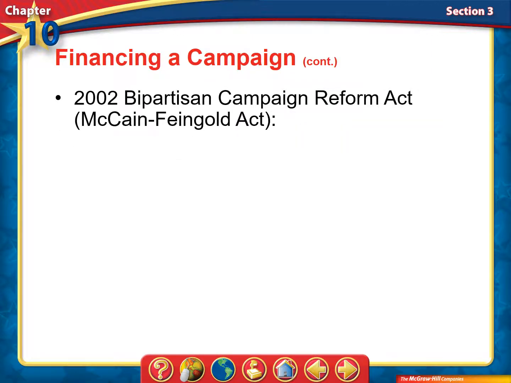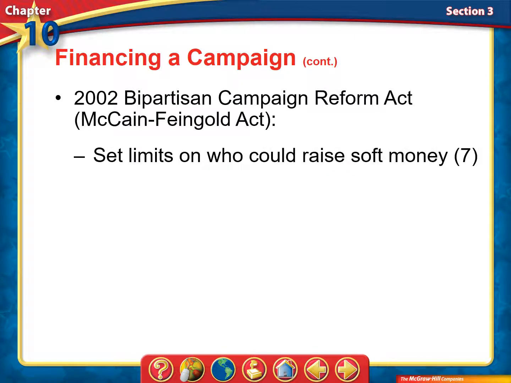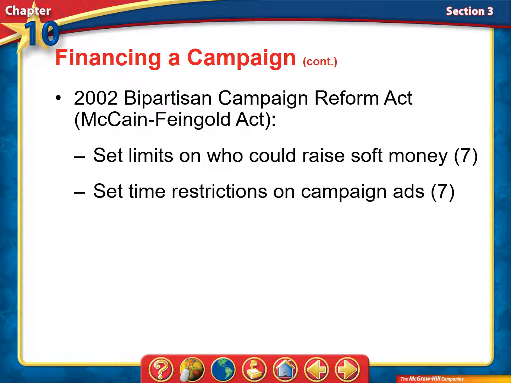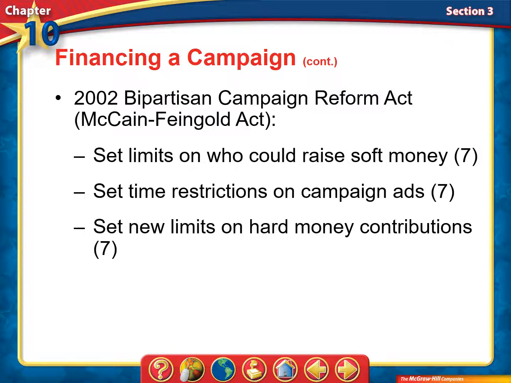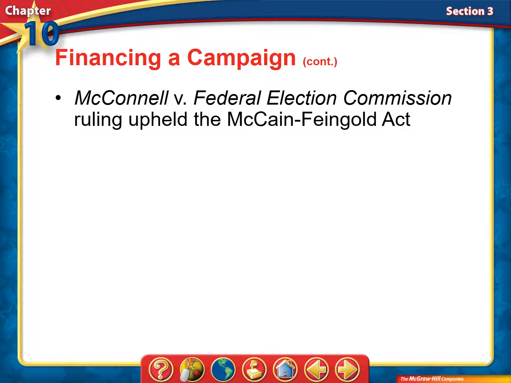Well, in 2002, the Bipartisan Campaign Reform Act, known as the McCain-Feingold Act, was passed. And it set limits on who could raise money. It even set time restrictions on televised campaign ads. New limits on hard money contributions, that is, contributions directly to the candidate. So limits on soft money, that is money to the party. Limits on hard money, that is directly to the candidate. This was challenged at the Supreme Court. The Supreme Court upheld the ruling.